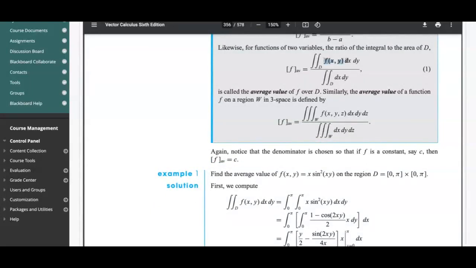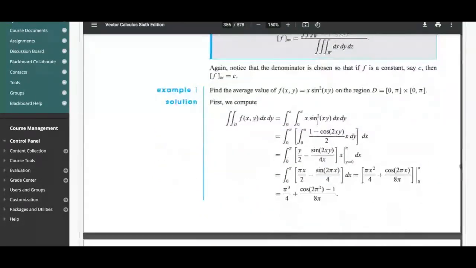The numerator has the integrand, and the denominator is just the area of the region D. You could set this up for a complicated region, but for this example, what is the area of D? This is pi squared, because one dimension is pi and another dimension is pi. Pi times pi, pi squared. So we set this up, the integrand is this one. The x direction goes from 0 to pi, and the y direction goes from 0 to pi.